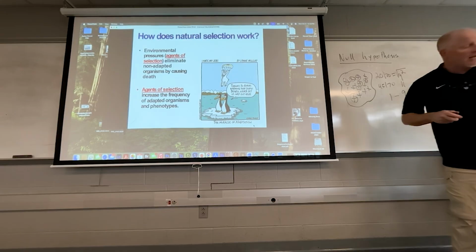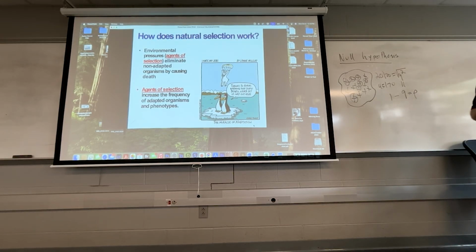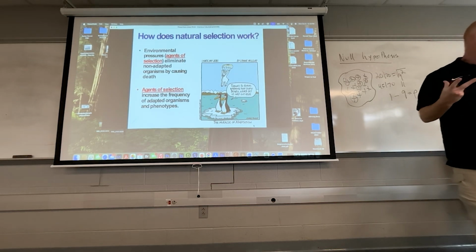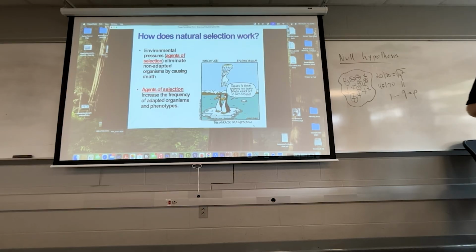So how does selection happen? If we know it's the fastest, it's the most directional, it's also the major one of the mechanisms that cause us to leave Hardy-Weinberg in the dust. Selection happens because of selection agents, or what we call agents of selection. I call them selection pressures. That's the word I like to use. I don't like agents of selection, it's too many words. I just like selection pressures. But we call them AOSs, agents of selection.